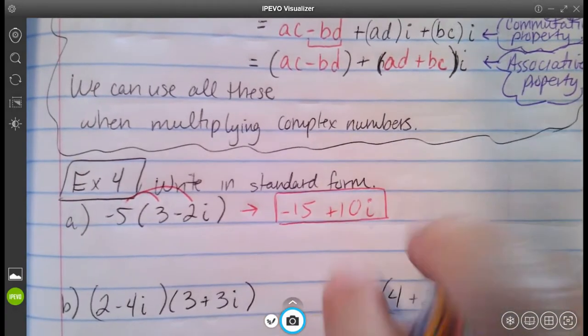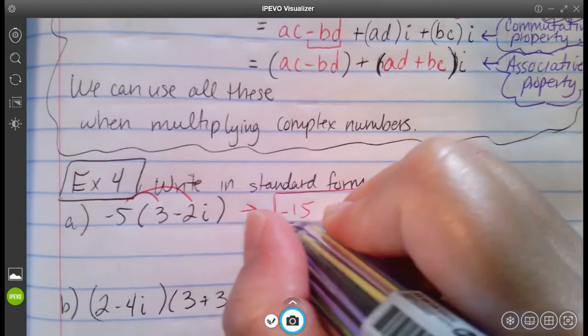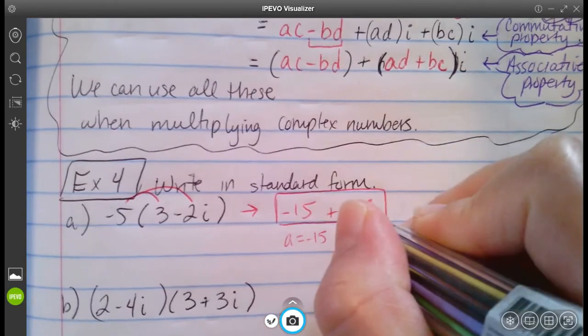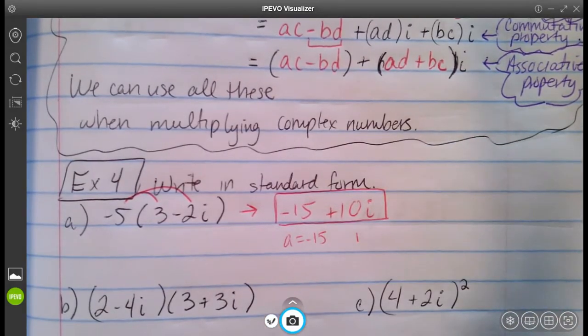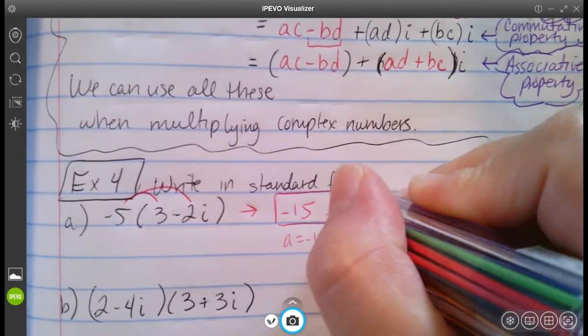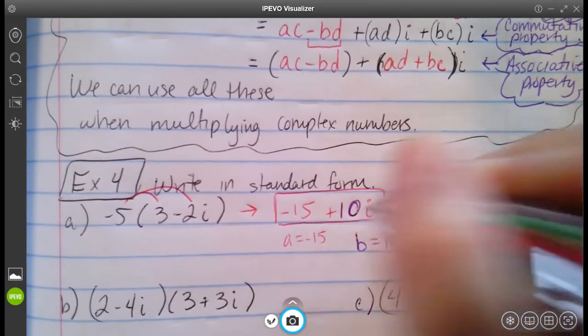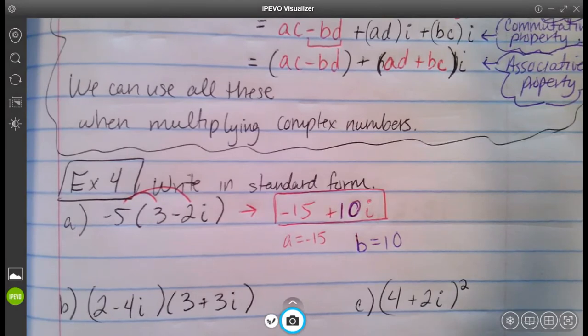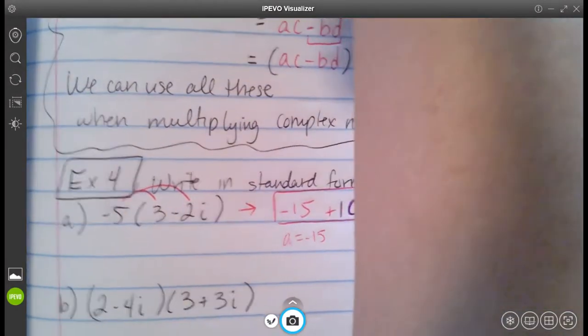Okay, and if you wanted to be a little bit more specific, you can say that A is equal to negative 15, and I guess I should color code here, huh? And B, our imaginary part, is going to be equal to 10. So this 10 right here. Okay, next example, letter B.